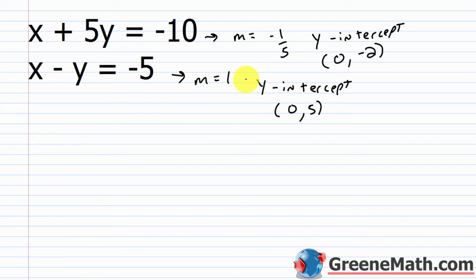Are they perpendicular? No, you can tell that right away, because if I multiply negative 1/5 times 1, anything times 1 is just itself. So negative 1/5 times 1 is just negative 1/5. Right? So these lines are also not going to be perpendicular. So in this case, we would write neither. Right? We're going to say neither.